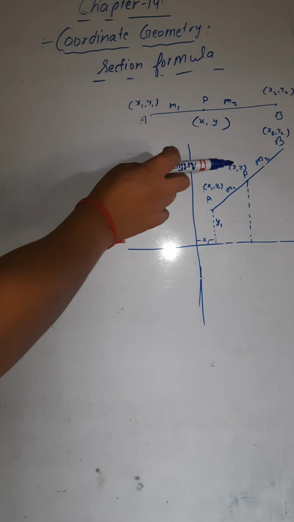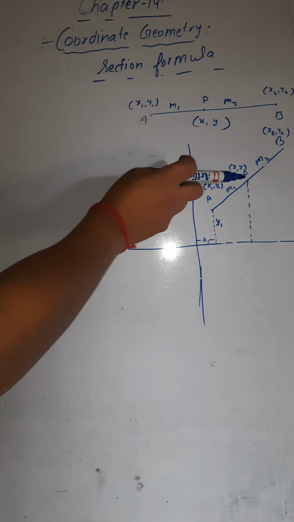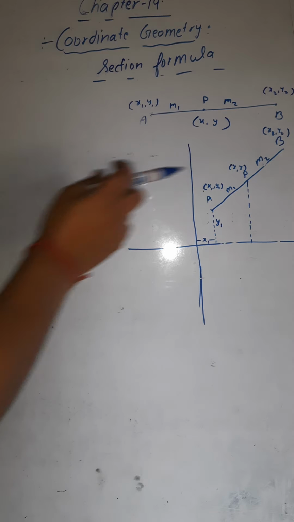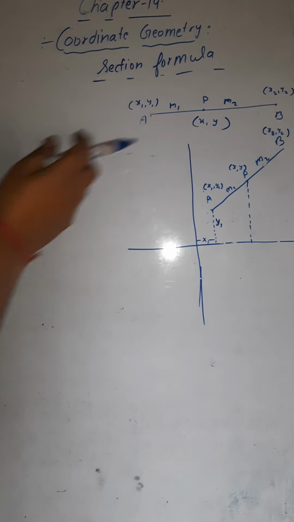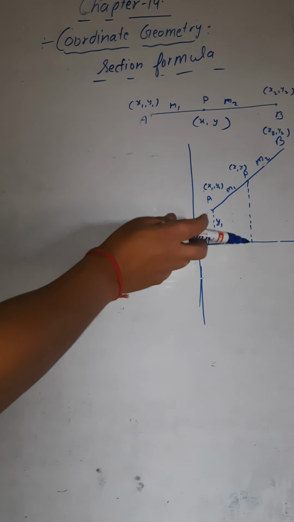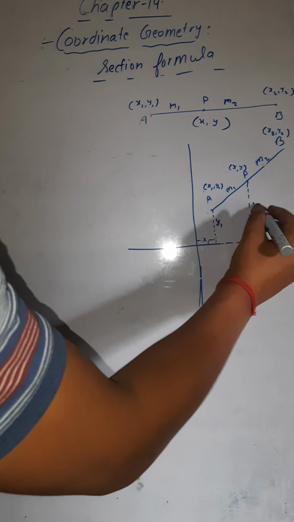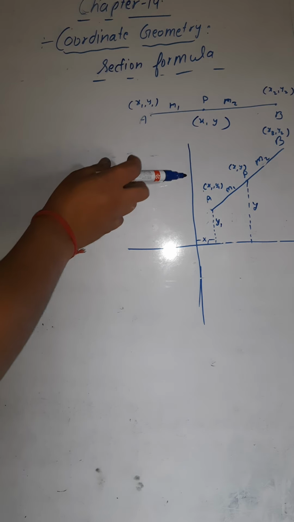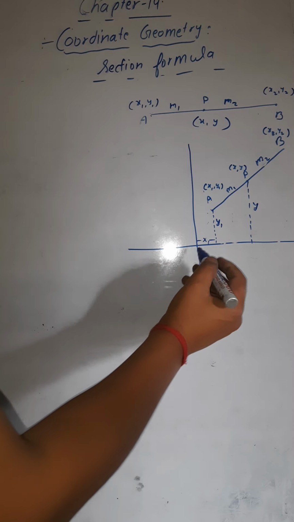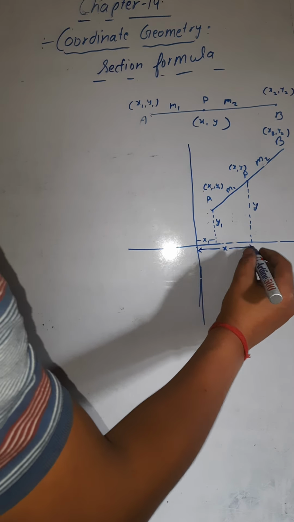The coordinates of point P are x comma y. x means the distance of point P from the y-axis. y means the distance of point P from the x-axis. So the distance of point P from the x-axis is equal to y, which means this distance is y. And the distance of point P from the y-axis is equal to x, from here to here.